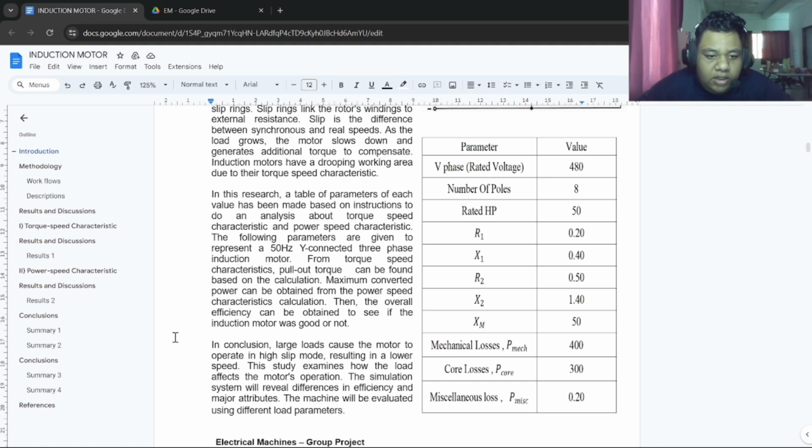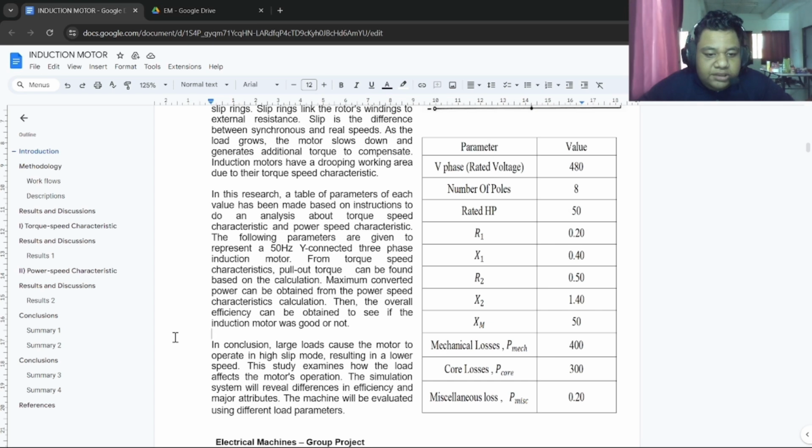For the torque-speed characteristic, pull-out torque can be found based on the calculation. Maximum converted power can be obtained from the power-speed characteristic calculation. Then the overall efficiency can be obtained to see if the induction motor is good or not.